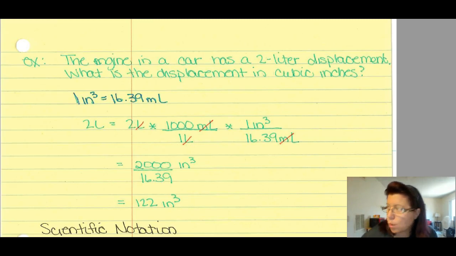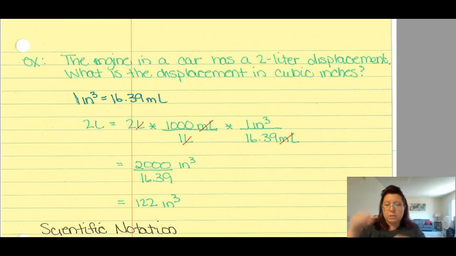Let's try one last example for unit analysis. An engine of a car has a 2 liter displacement. Now, if you're not too sure what a 2 liter displacement means, it's just the size of the engine. It's how much space it takes up inside the engine compartment. Liters are not necessarily what you're thinking of, just a 2 liter bottle of soda, like it's soda. No, liter is volume.